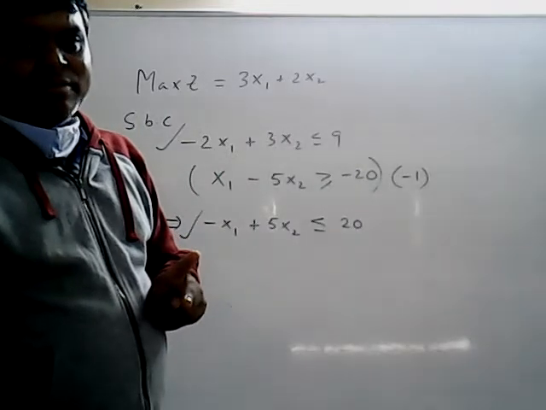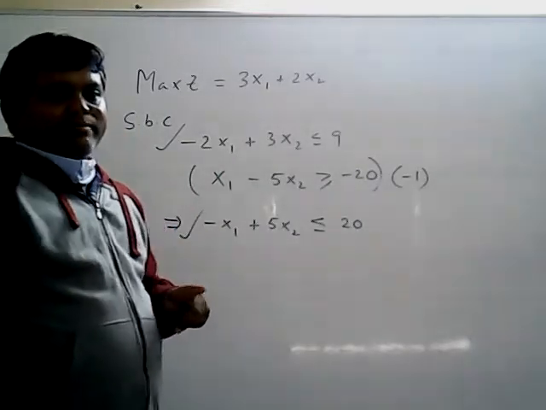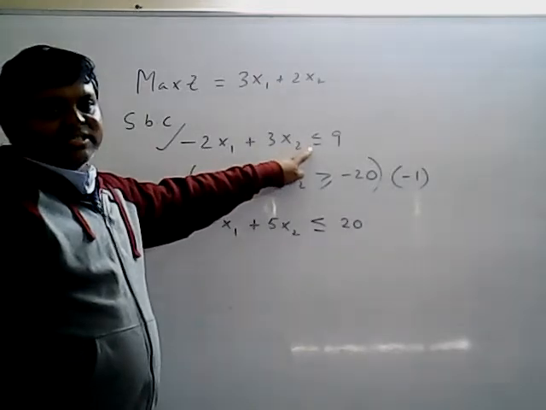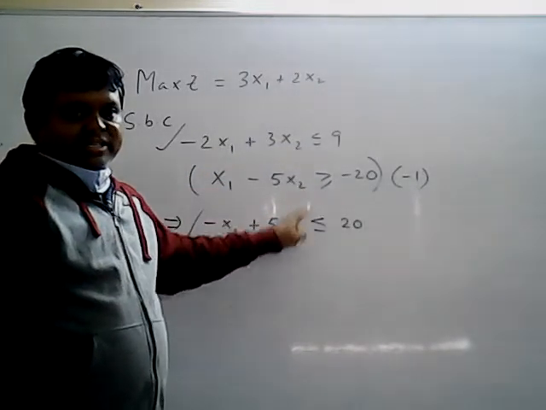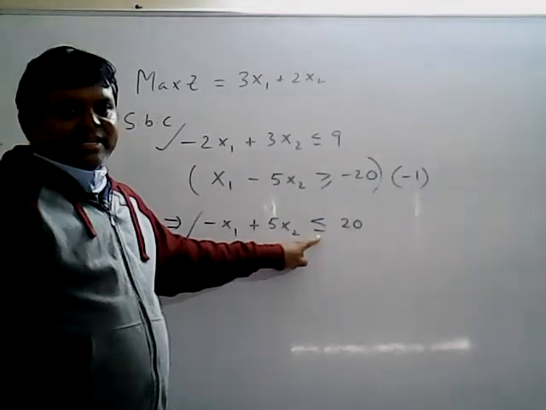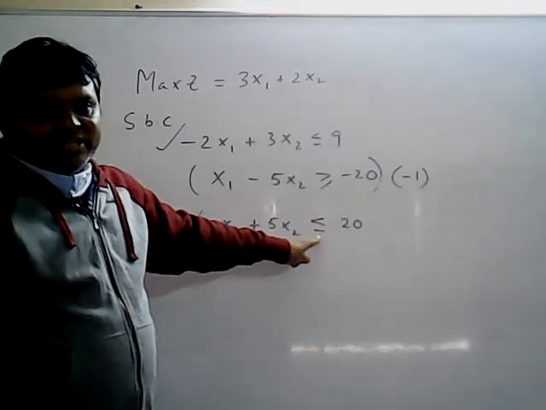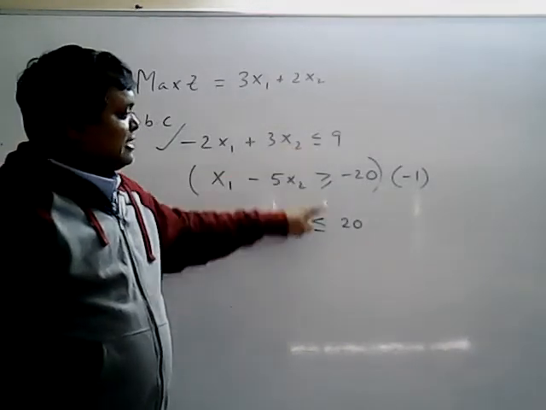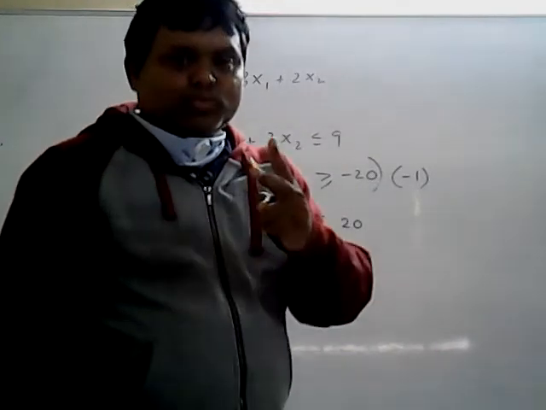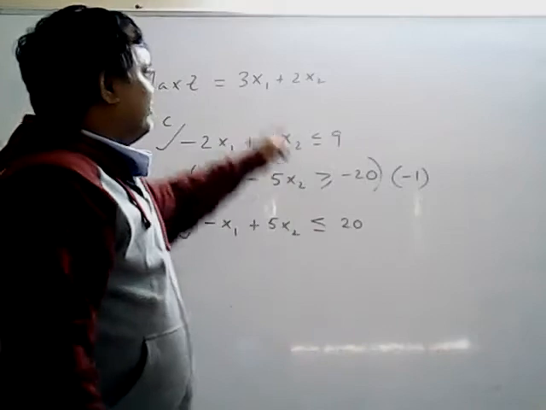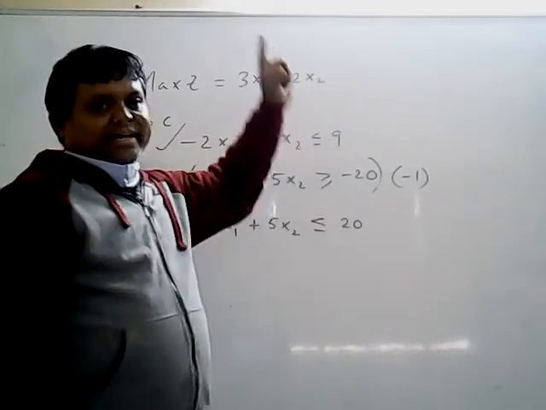Now in this particular problem, how many less than or equal type constraints are there? The first constraint is less than or equal type. The second constraint is this one, and this is also less than or equal type. Less than or equal to means you require a slack variable. So two are there, which means two slack variables are required. The original problem has x1, x2.